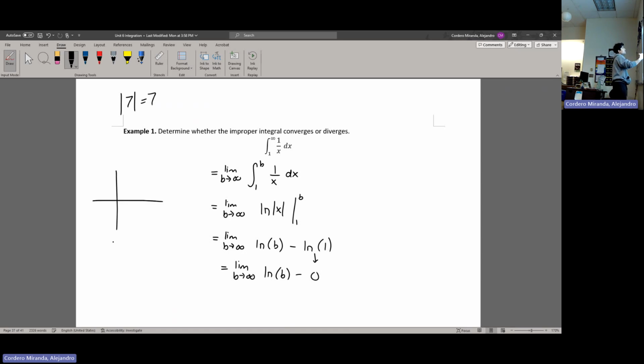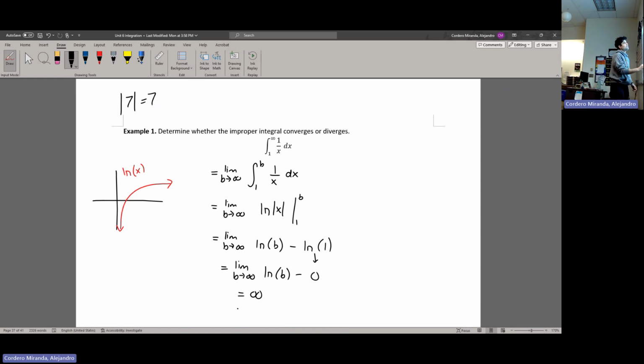Well, if you know the parent function of natural log, it's going to look something like this. This is natural log of x. The graph of it looks like this. And so it kind of looks like it slows down at some point, and it does slow down, but it keeps growing forever and ever, and it goes off to infinity. So the limit as x or as b goes to infinity in this case is going to be infinity. So infinity minus 0 is infinity.